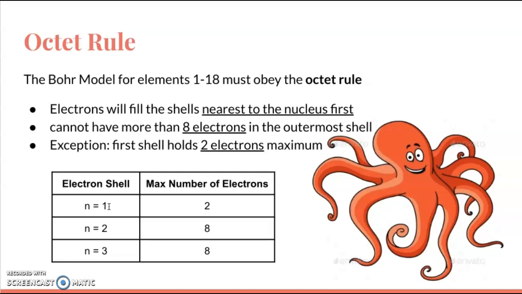So this is my first circle around my nucleus, then my second, then my third. And so my first can only hold a maximum of 2, then 8, then 8. All right?